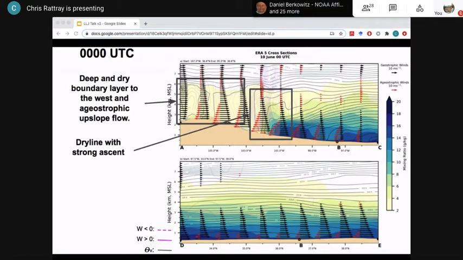So at 0 UTC, we see a deep dry boundary layer to the west, an ageostrophic upslope component, and a dry line located around 101 west. And so just keep your eye on the geostrophic component around the dry line.